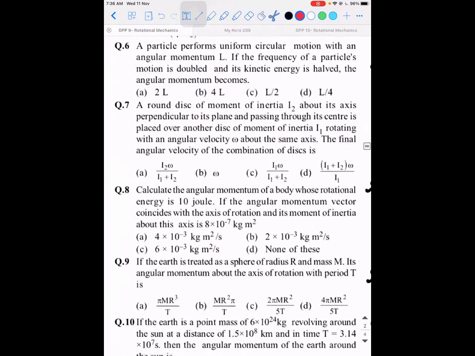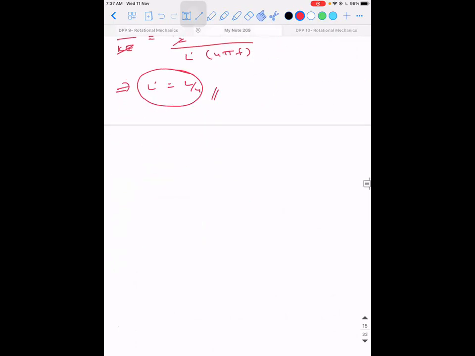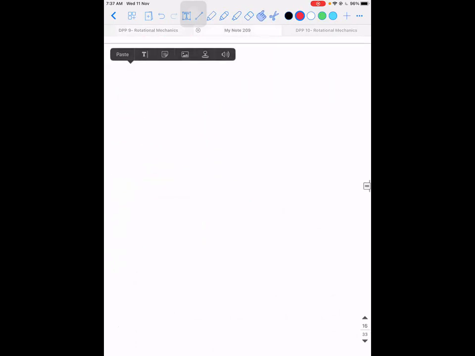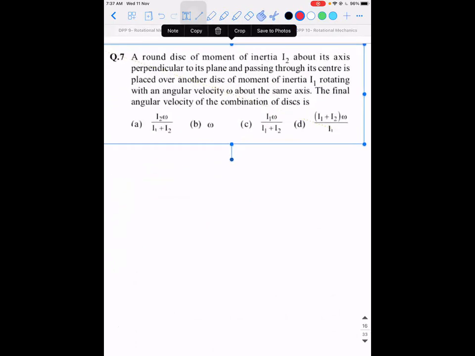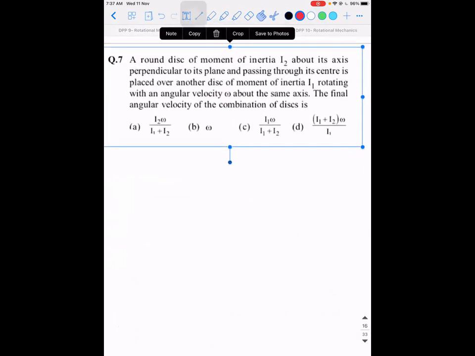So let's do one more problem and then we'll move on to the moment of inertia concept. I hope the problems are easy only, right? Yes, sir. Yes.